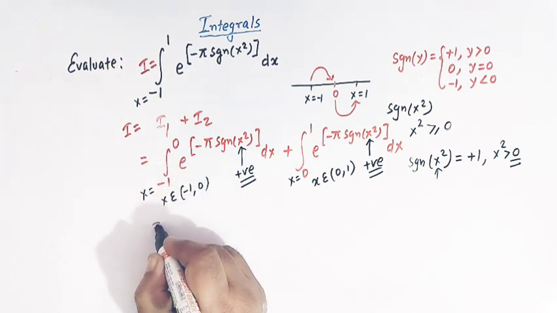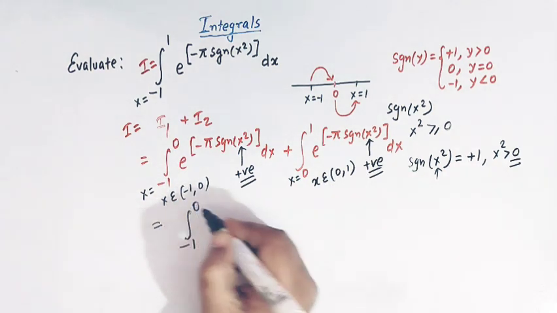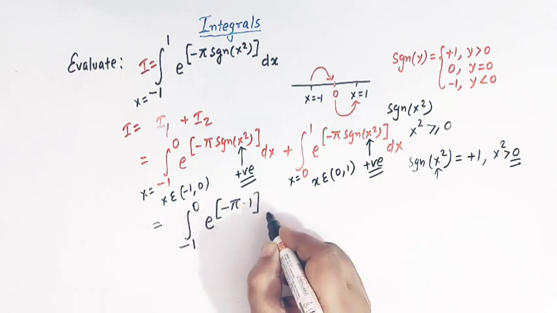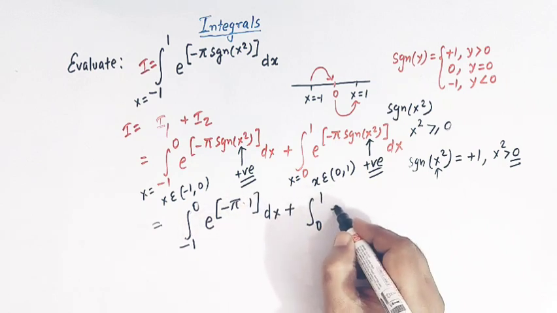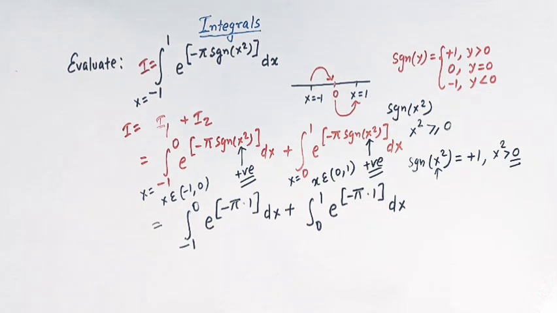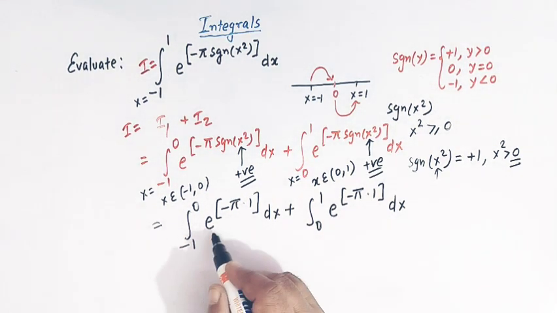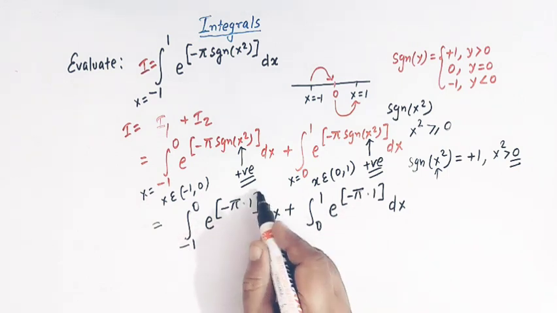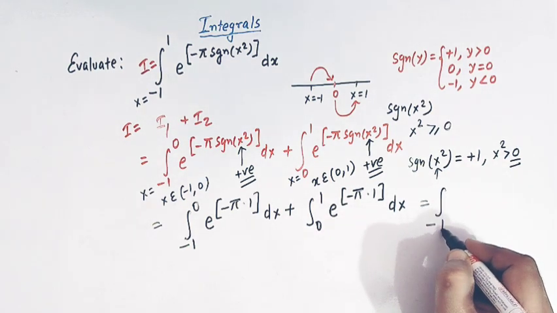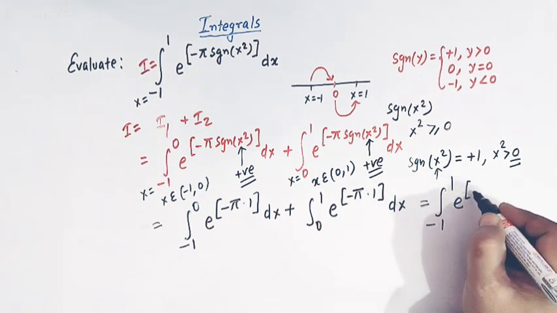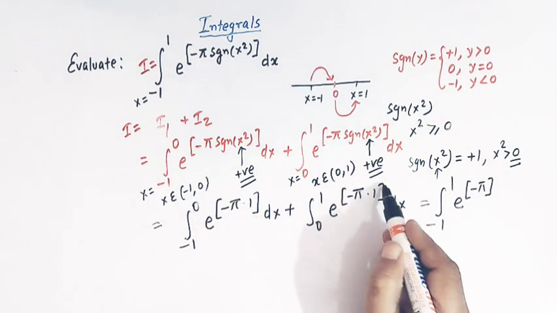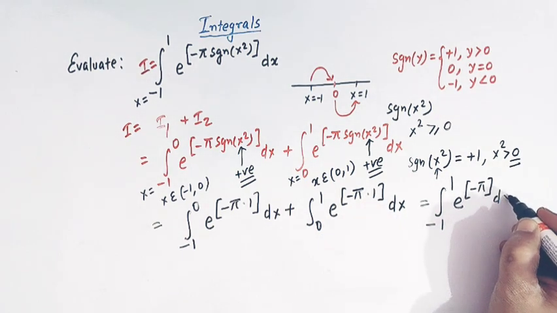Now we can write these two integrals as minus 1 to 0 of e raised to the greatest integer of minus pi times 1, and 0 to 1 of e raised to the greatest integer of minus pi times 1, dx. Since in both integrals we have the same integrand, we can simply write minus 1 to 1 of e raised to the greatest integer of minus pi, dx.